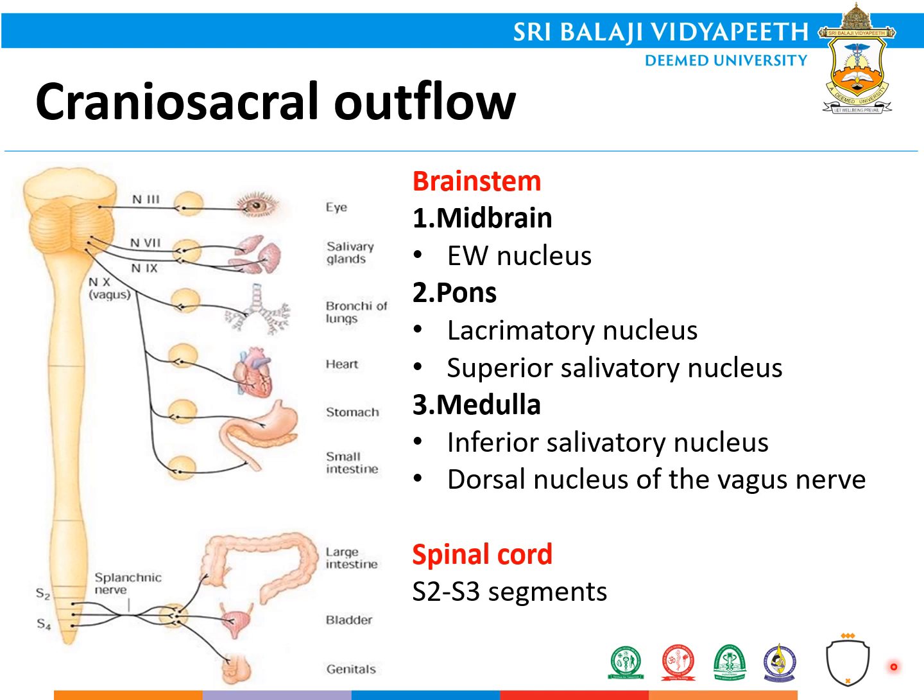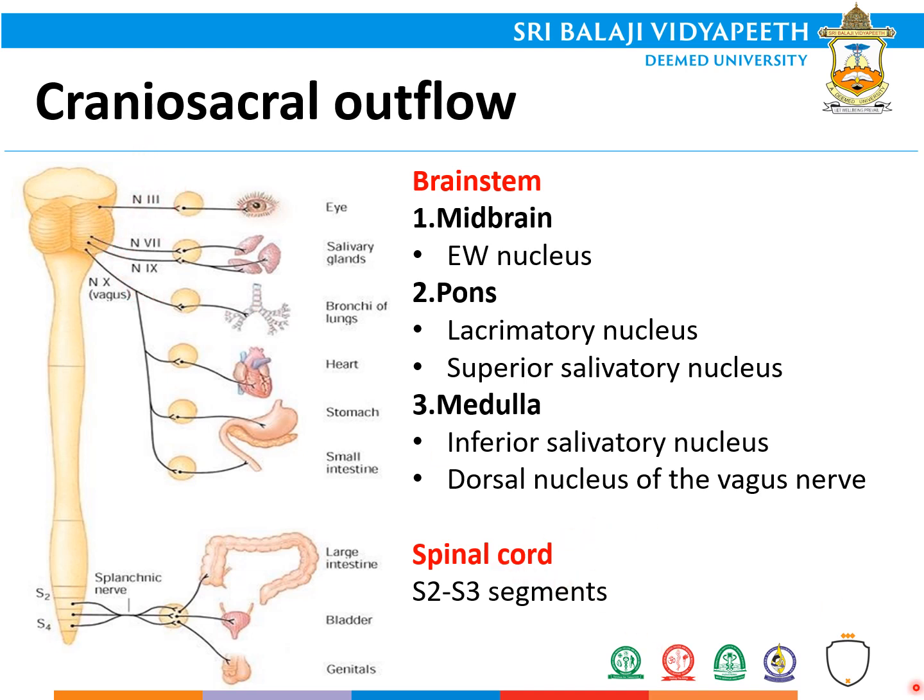Now, from where exactly from the brain do these nerves emerge? They emerge from the brainstem, and the brainstem includes the midbrain, the pons, and the medulla. So in the midbrain, the parasympathetic nerves emerge from a nucleus called the Edinger-Westphal nucleus, and in the pons there are two nuclei. One is called the lacrimatory nucleus and the other is called the superior salivatory nucleus. And in the medulla, you have the inferior salivatory nucleus and the dorsal nucleus of the vagus nerve. So all these are the nuclei in the brainstem.